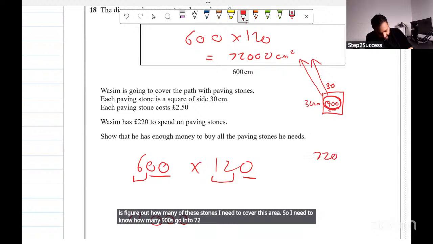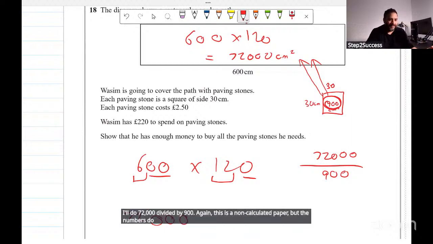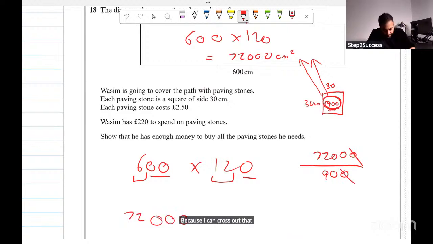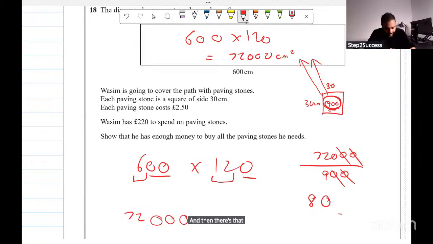To do that, I'll do 72,000 divided by 900. Again, this is a non-calculator paper, but the numbers do make it a little bit easier than you may realize, because I can cross out that zero and that zero, cross out that zero and that zero, and then do 720 divided by 9. Well, 72 divided by 9 is 8, isn't it? Because 9 times 8 is 72. And then there's that zero that's still on the end. So the answer is 80.